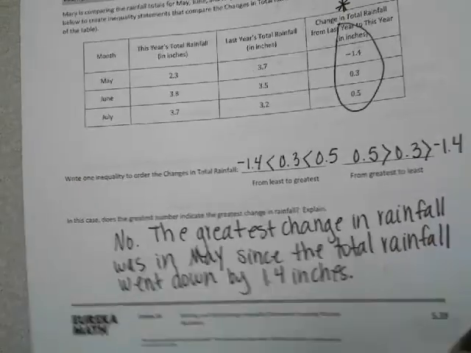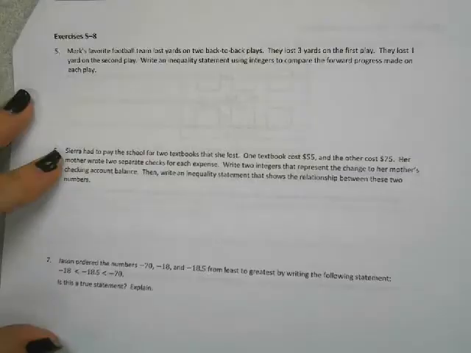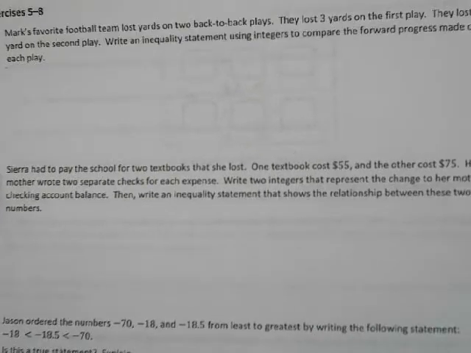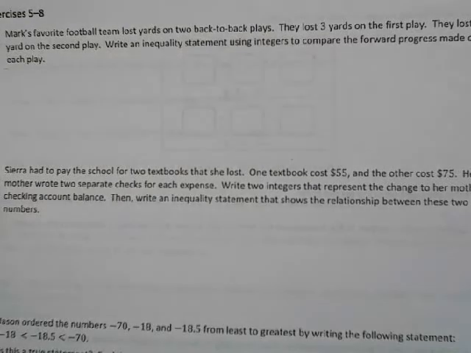Next, we're going to look at exercises 5 through 8, and we'll do a few of those just to have some real-world examples. So we're going to start with exercise 5. Mark's favorite football team lost yards on 2 back-to-back plays. They lost 3 yards on the first play. They lost 1 yard on the second play. Write an inequality statement using integers to compare the forward progress made on each play.